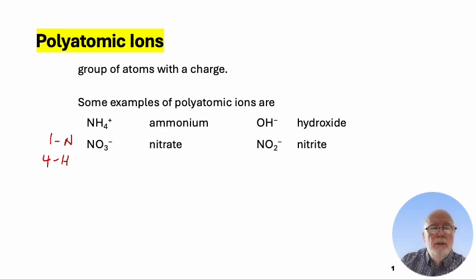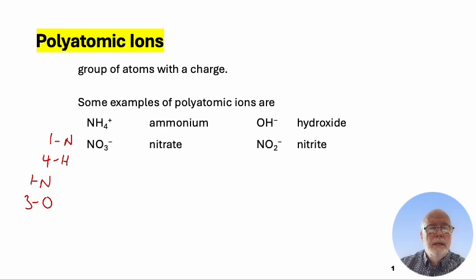Here's 2 others I want you to notice. We have nitrate and nitrite. Everything is very similar except the number of oxygen atoms. So you have to be very careful here because a lot of people, for some reason, mix up the charge and this subscript. In NO3 minus, that means there's 1 nitrogen and 3 oxygens. It doesn't mean the charge is -3. In fact, the charge is -1.